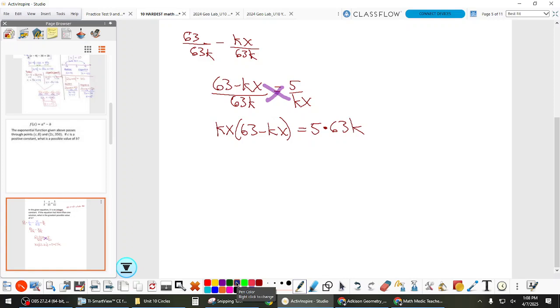Okay, so all we did was the cross multiplying, right? And now we can distribute 63kx. And then what is kx times negative kx? Oh, that would be if we added, but since we're multiplying, k squared x squared. And then what is this? 315?